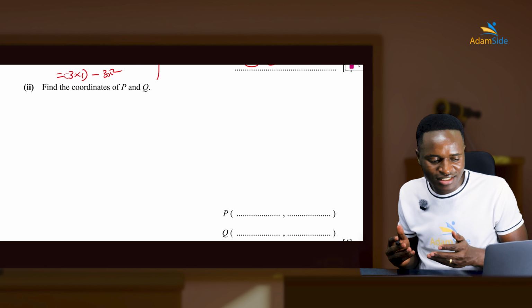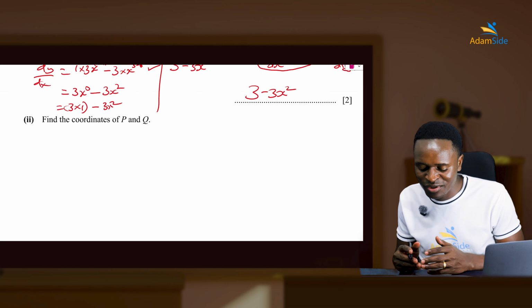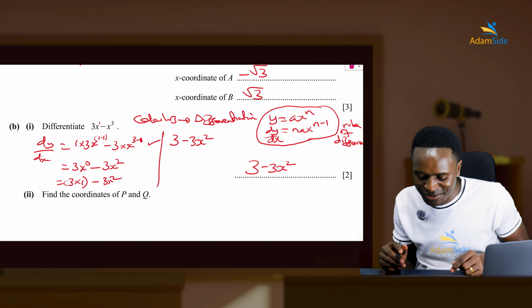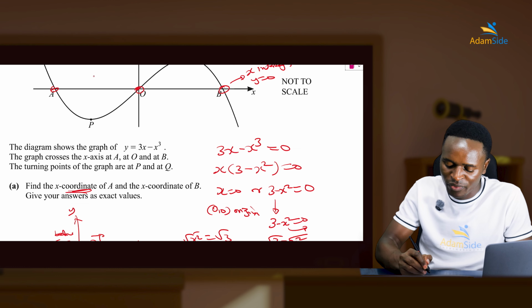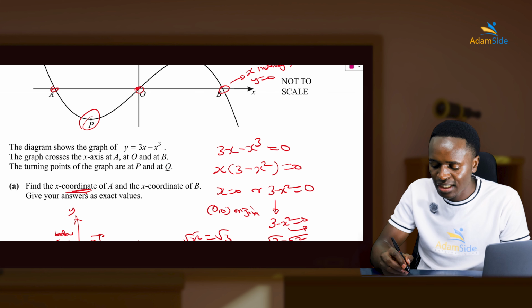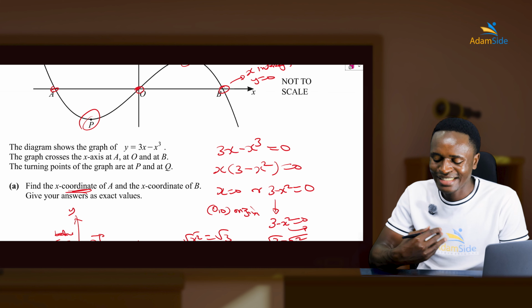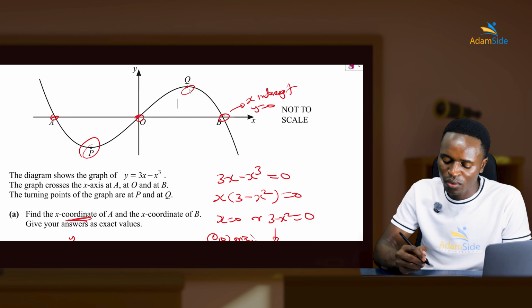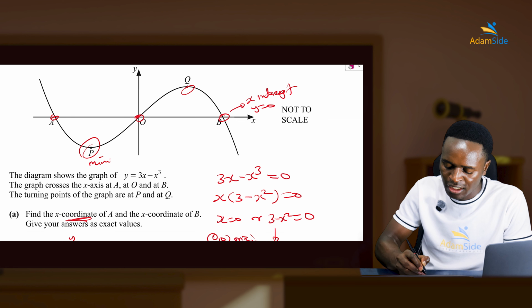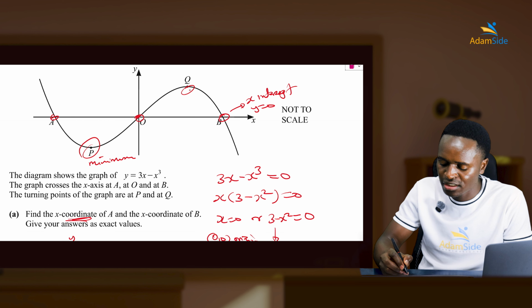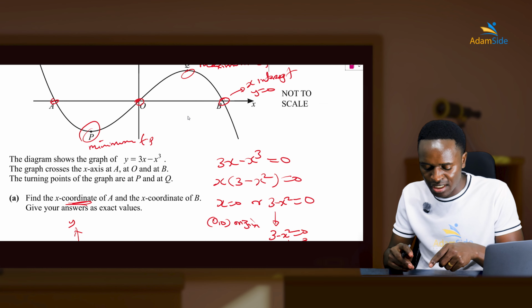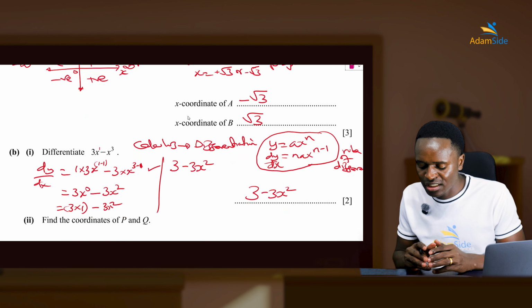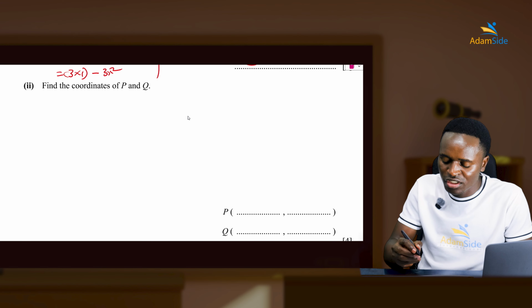Find the coordinate of P and Q. Wow. So they need the coordinate of P and Q. We go to the point P. So what are P and Q? We say P and Q, they are our turning points. P is the minimum turning point and Q is the maximum turning point. So find the coordinate of P and Q.